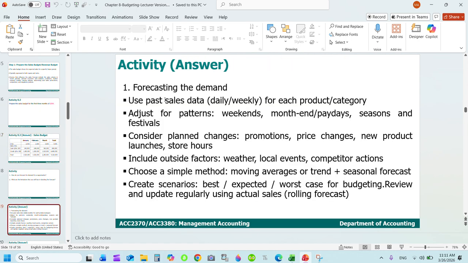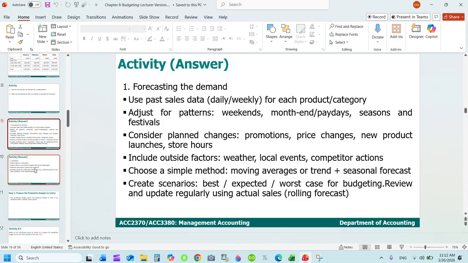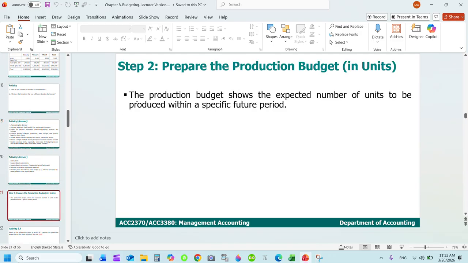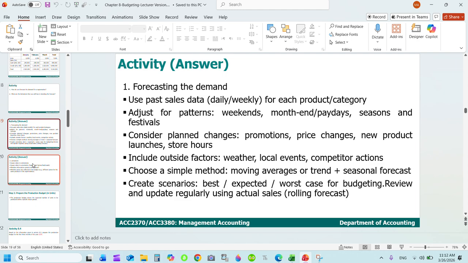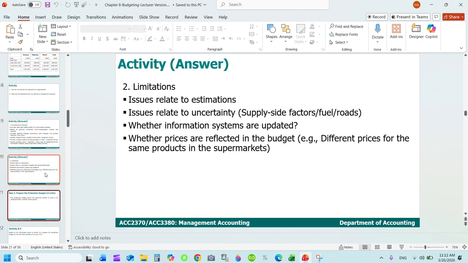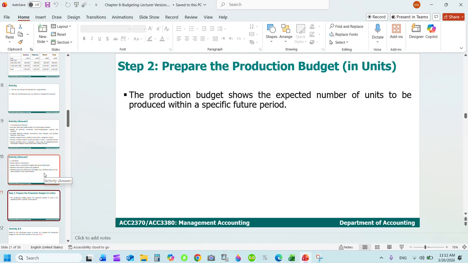Next, so this is, when it comes to forecast demand, what factors you need to consider. So these are some of the factors you need to consider, right? Okay. Then let's move on to prepare the production budget. Okay, we'll now prepare production budget.